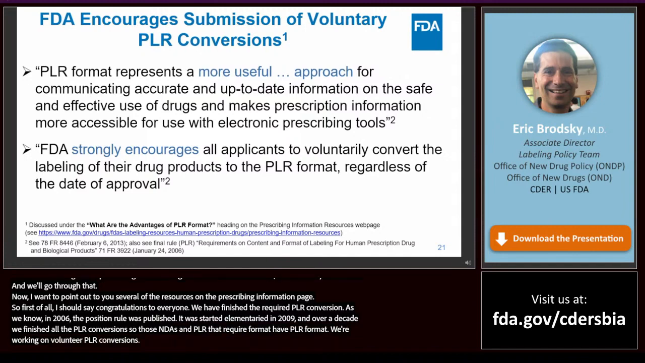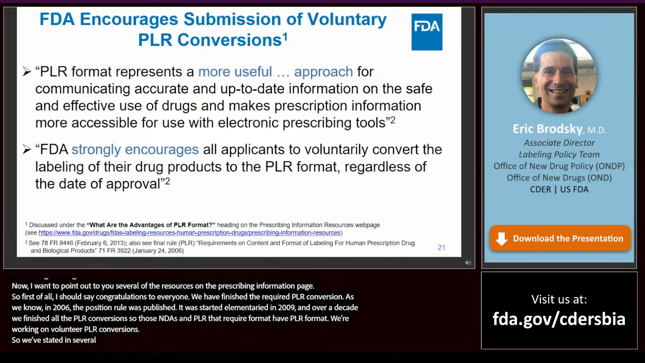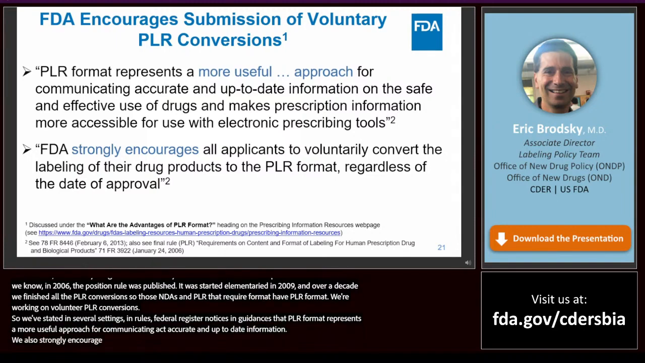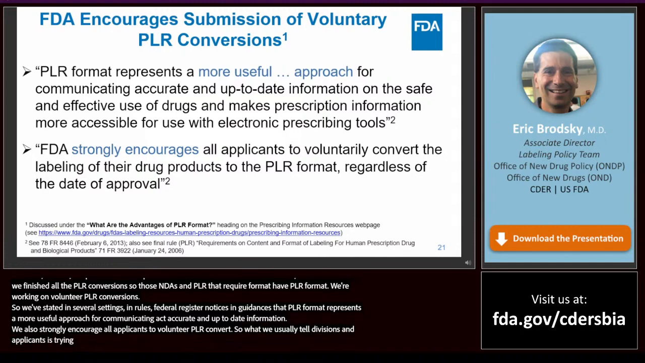So we've stated in several settings, in rules, in Federal Register notices, in guidances, that PLR format represents a more useful approach for communicating accurate and up-to-date information. We also strongly encourage all applicants to voluntarily PLR convert. So what we usually tell divisions and applicants is to concentrate on those drugs that are being used a lot, and two, if there are potential safety issues. What do I mean by that?